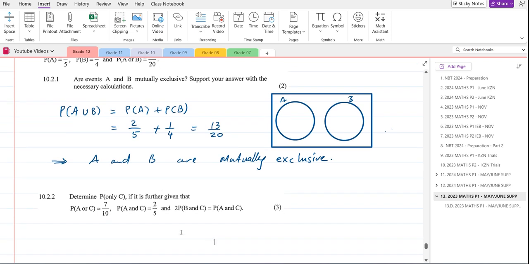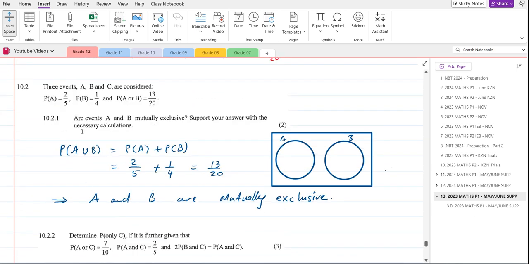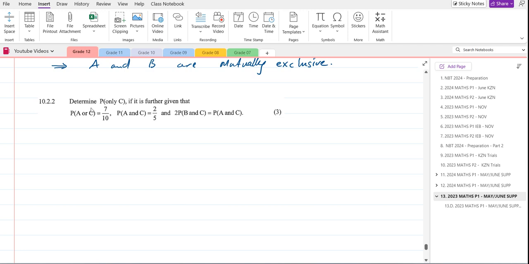Determine P only if it is further given that the probability of A or C is 7 out of 10. Is this a follow-up question? 10.2.1, 10.2.2. So it's from the same thing. Determine the probability of C only, if it is further given that A or C is 7 out of 10, A and C is 2 out of 5, and twice the probability of B and C is equal to the probability of A and C.